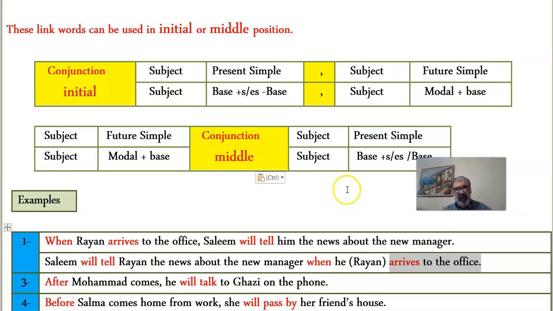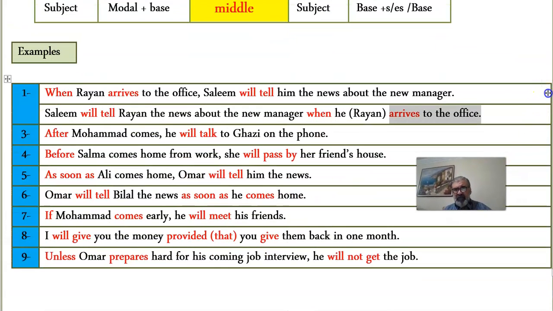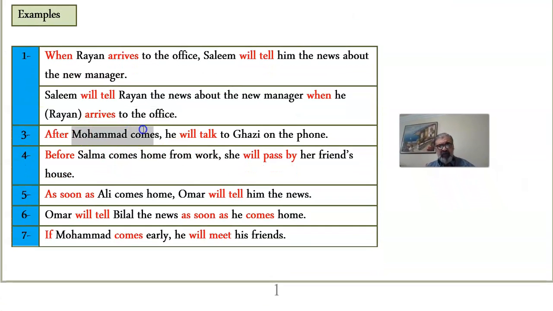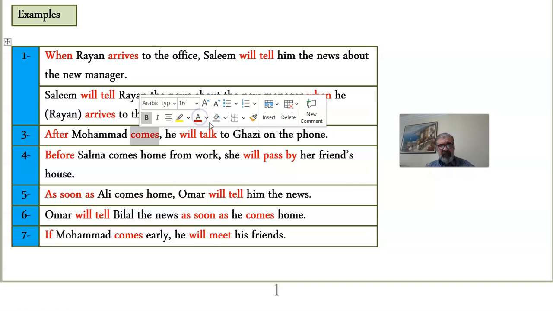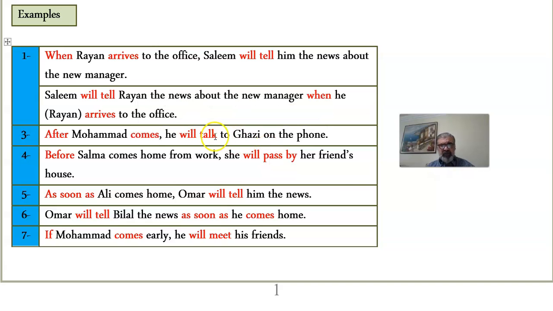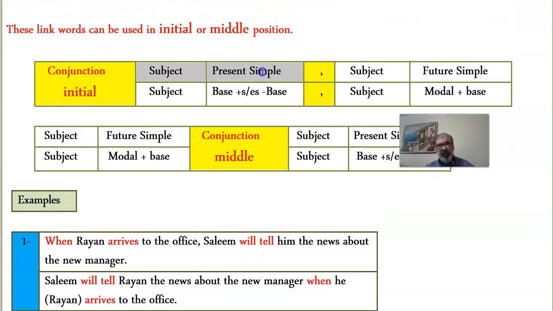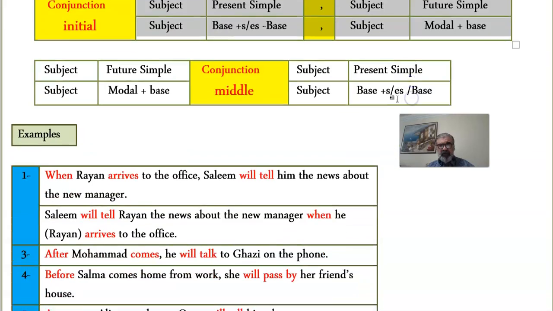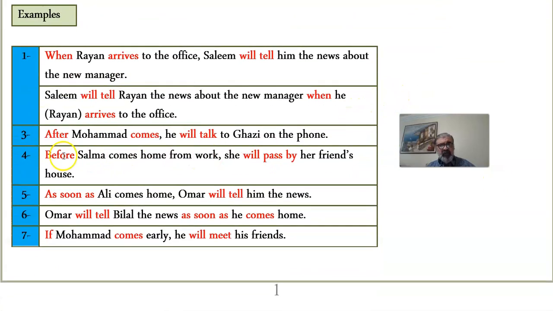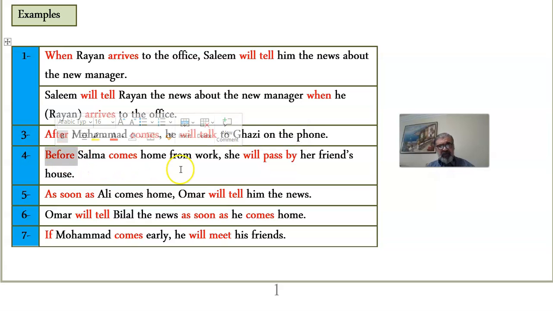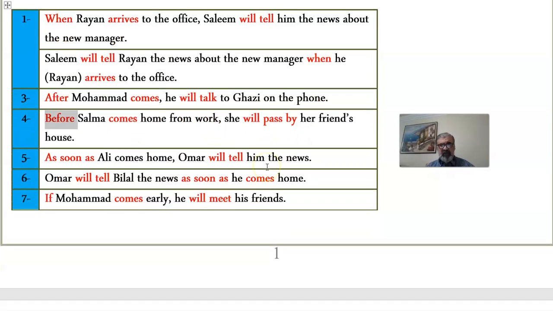Okay, let's go down for more examples, but let me just make some space for the camera. After Muhammad comes, he will talk to Ghazi on the phone. After is followed by the present simple, as you can see, and then will talk the future simple, because after is used in initial position, followed by the present simple first and then the future. Now, before Selma comes, again, this is the present simple. Before is used in initial position. She will pass by her friend's house.